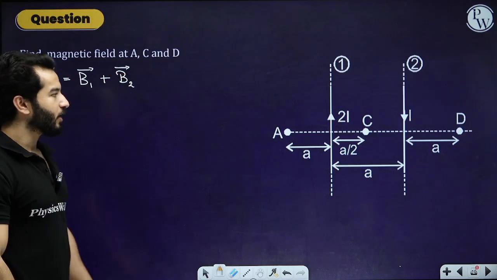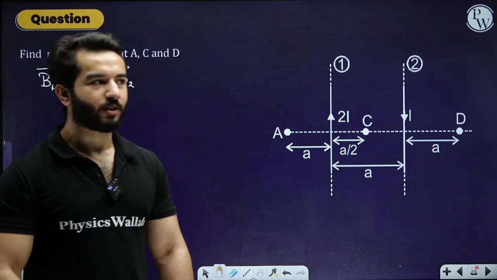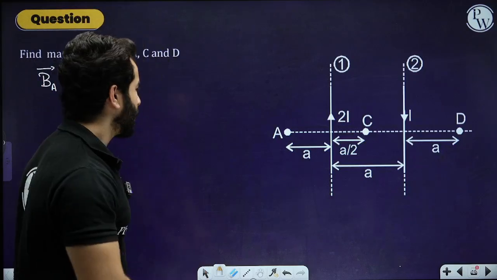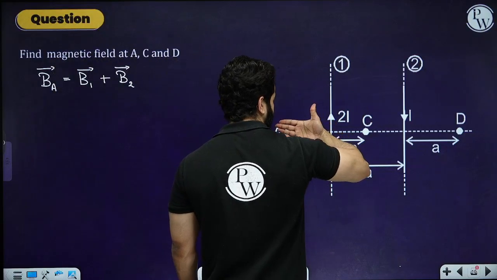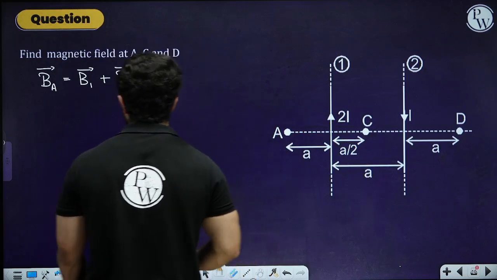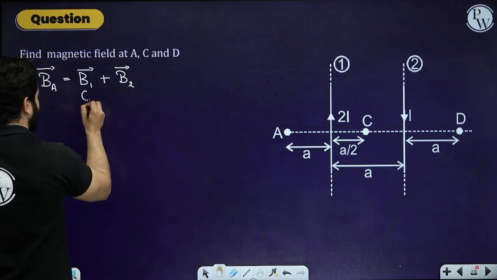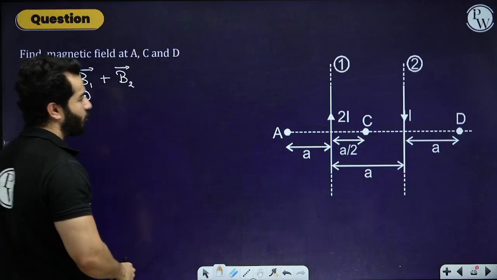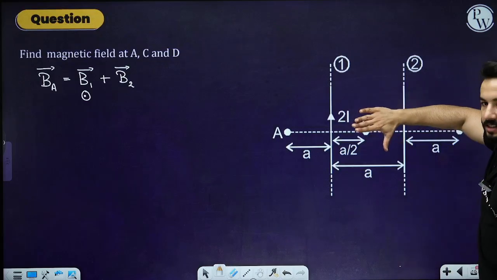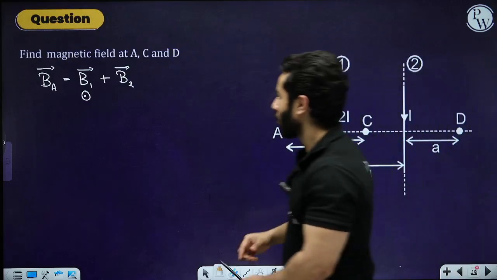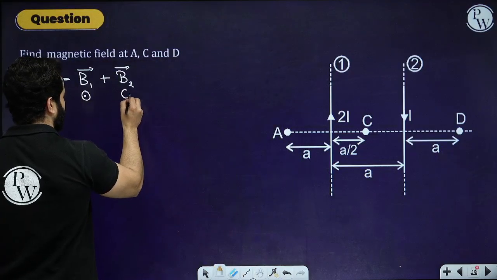Now, obviously, we are going to talk about vector sum because magnetic field is a vector quantity. So, let's first find out the direction. Please see here, thumb in the direction of current, open the fingers like this. That means for 1, magnetic field is actually dot. For 2, current is going downwards. I'll open my fingers in this direction. Magnetic field is coming cross. So, that means there will be a negative sign.